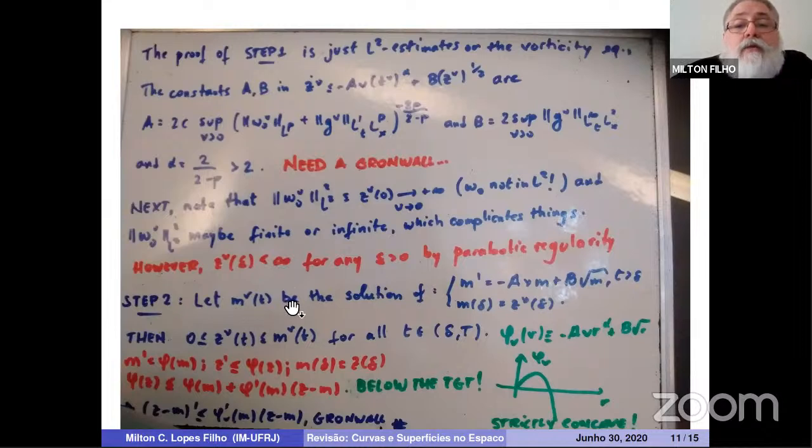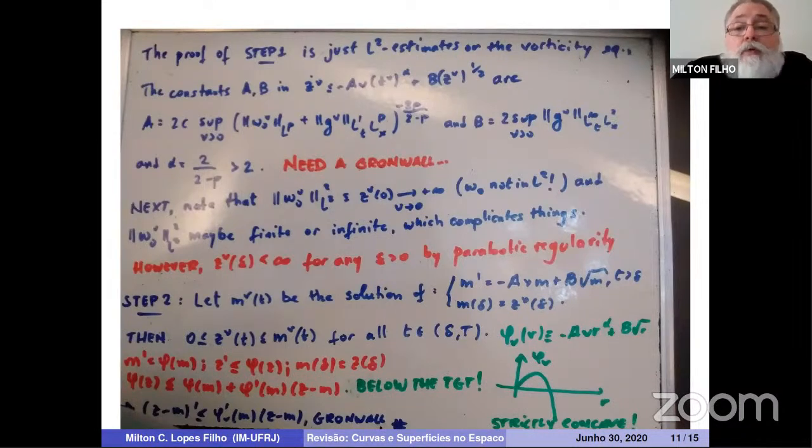Okay, so the second step is to look at the solution of the ODE. We have a differential inequality that we want to normalize. So look at the solution of the ODE: m prime equals minus a nu m plus b square root of m, for t greater than delta, with m of delta equals z nu of delta. Give it the same data at time t equals delta, and use the same ODE, but now with the equality. Then step 2 says we prove that z nu is bounded between 0 and m nu of t, for every time between delta and a fixed time horizon capital T.